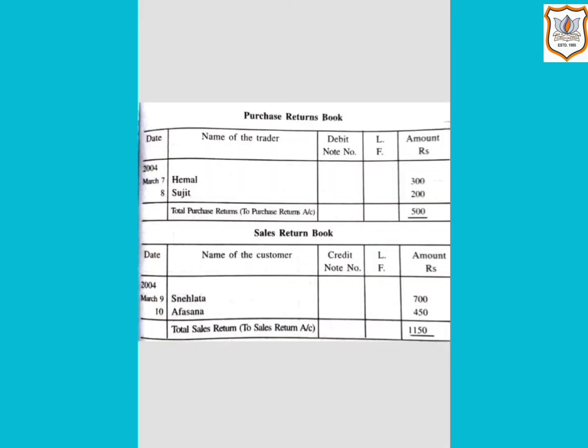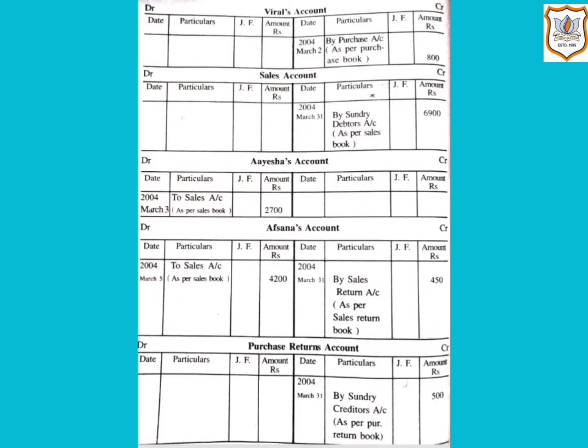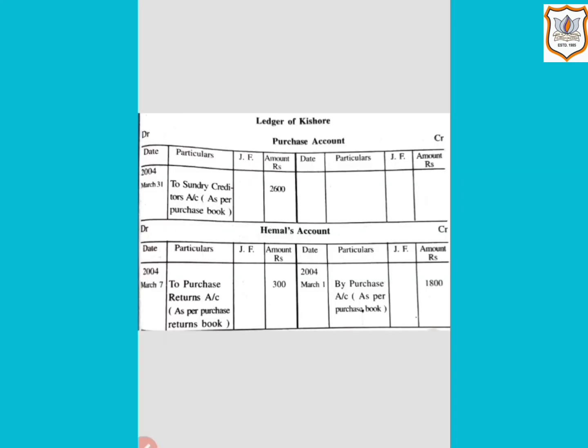Here we have returned goods to our creditor Hemal, that is of worth rupees 300, and to Sujit rupees 200. So our total purchase return is rupees 500. So here the total of purchase return book, that is rupees 500, is posted to the purchase return account by writing here in particular column by sundry creditors account, date March 31st as per the purchase return book.